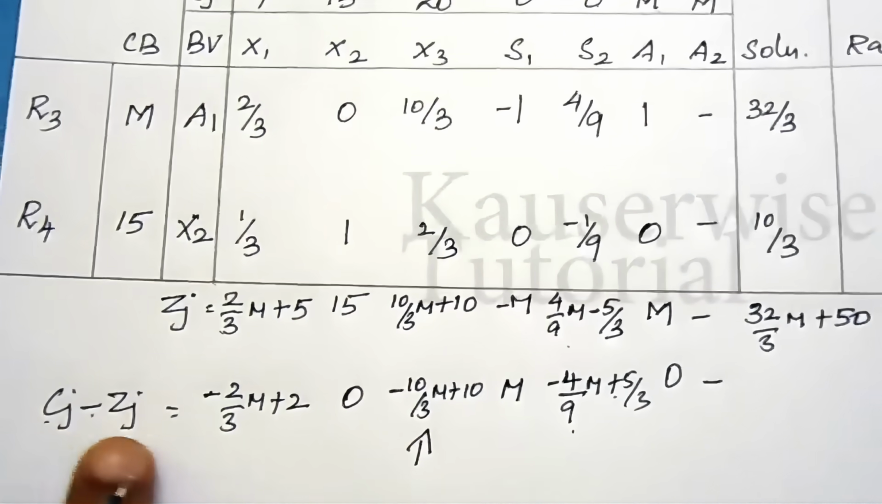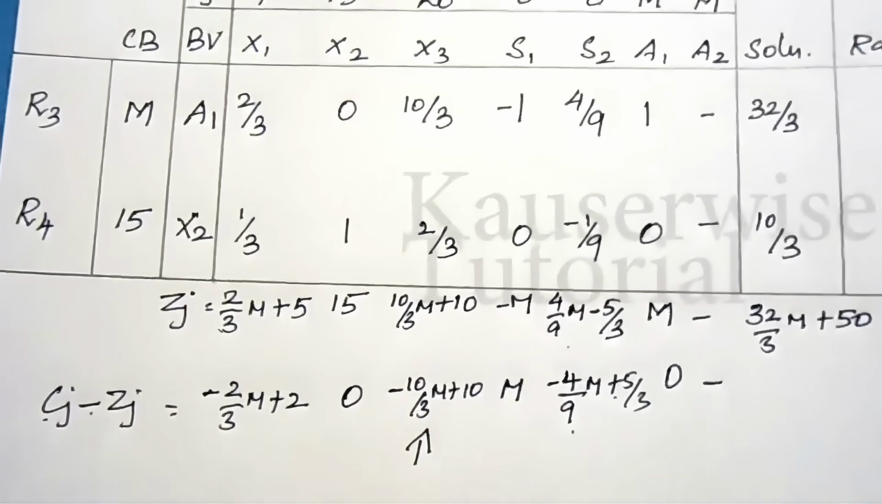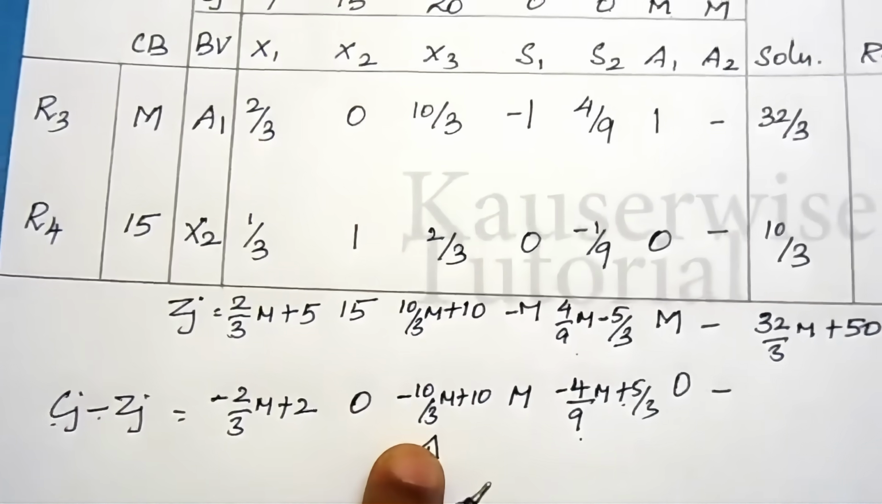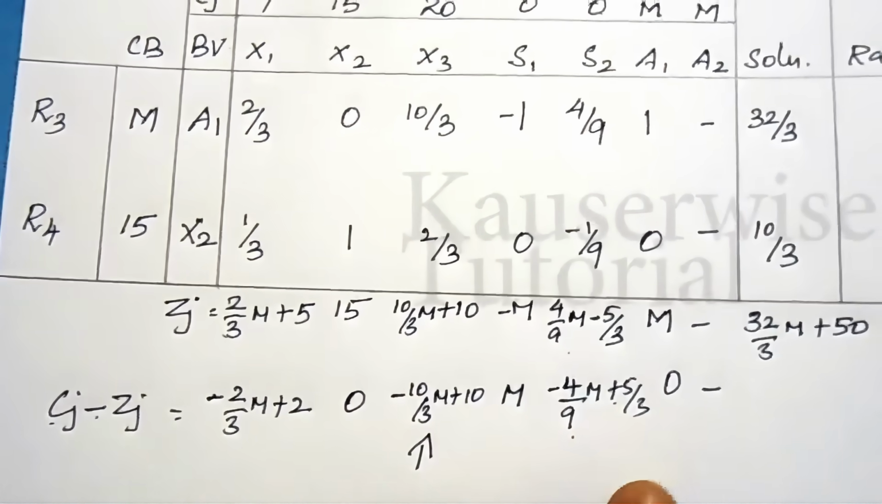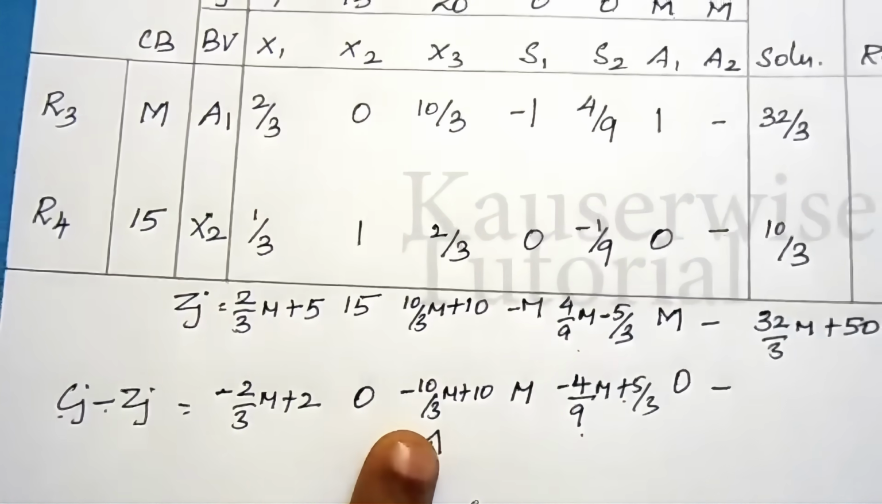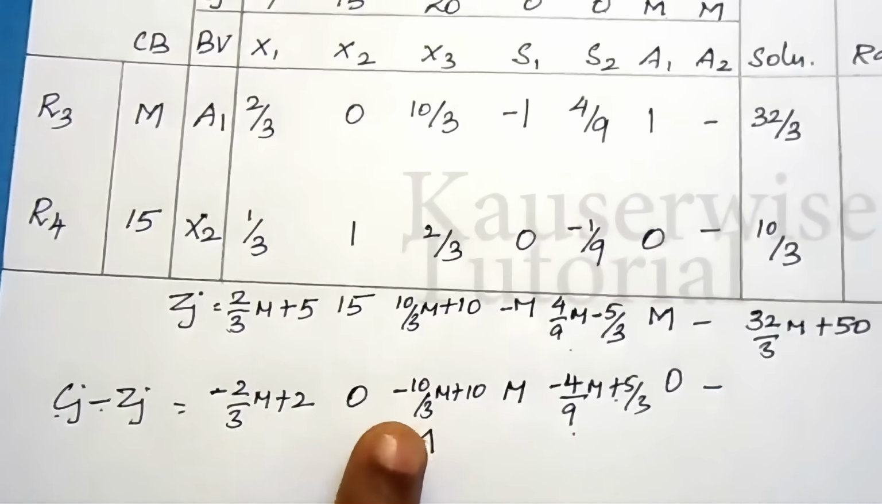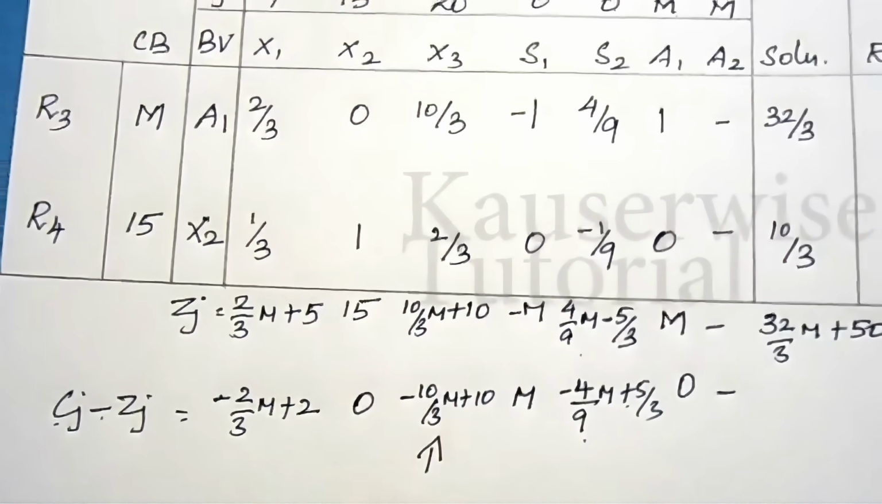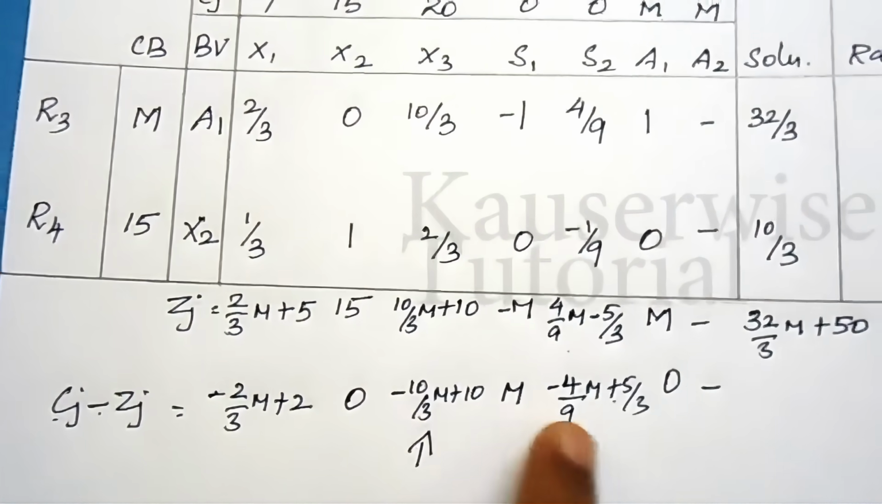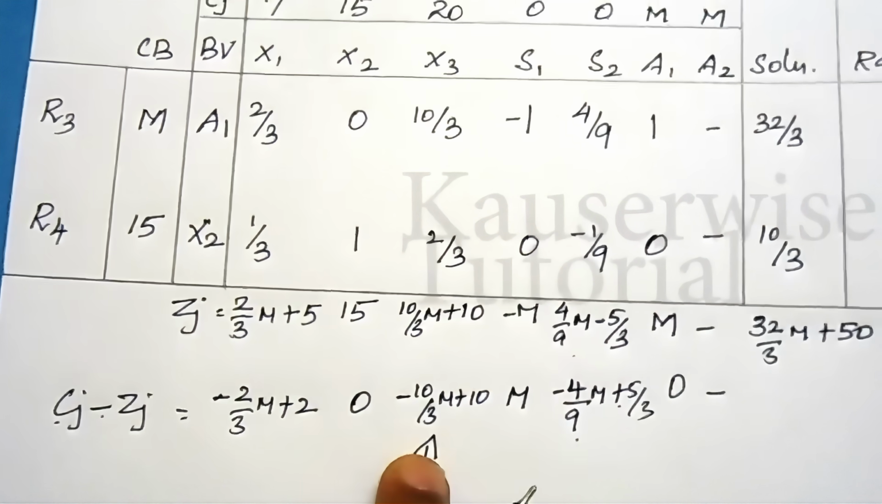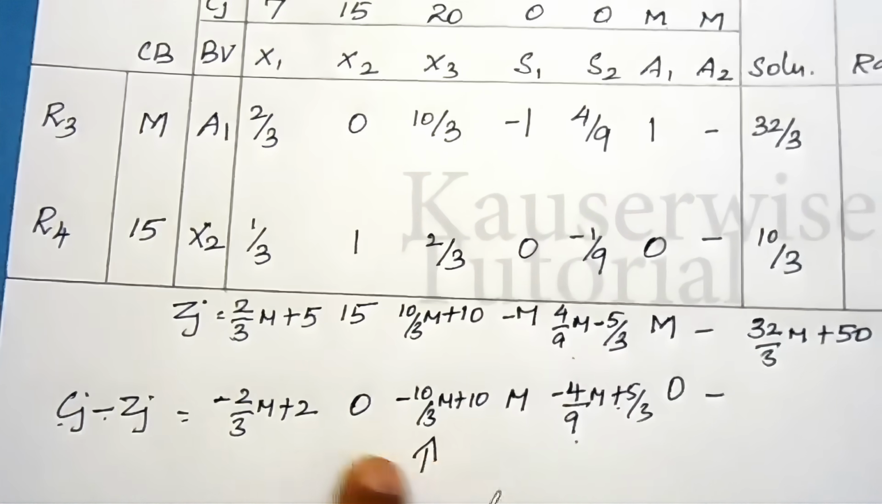After finding Cj minus Zj, we need to check the optimality condition. What is the optimality condition for a minimization problem? All the Cj minus Zj values must be greater than or equal to 0, which means we need to get either 0 or positive values. But in this iteration, we have got negative values for 3 things. So we didn't attain the optimality. So we need to proceed further.